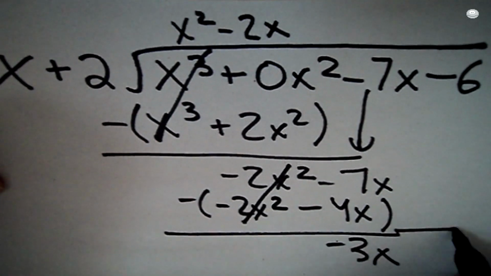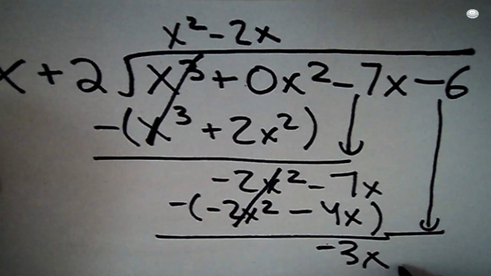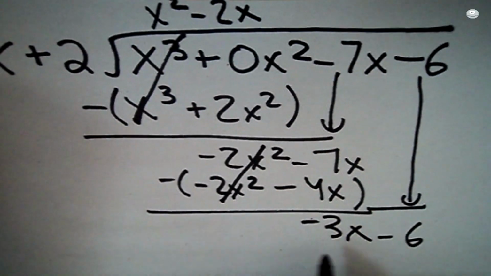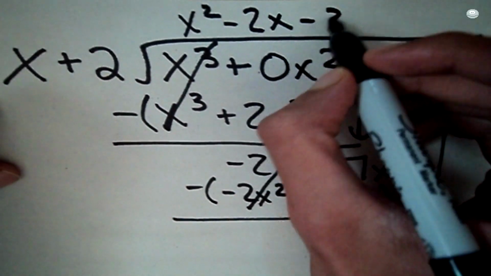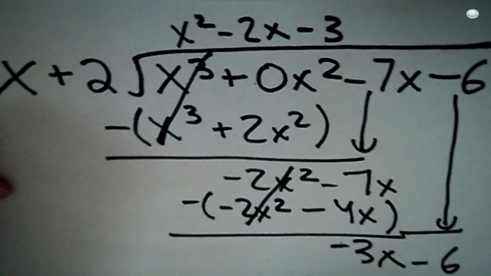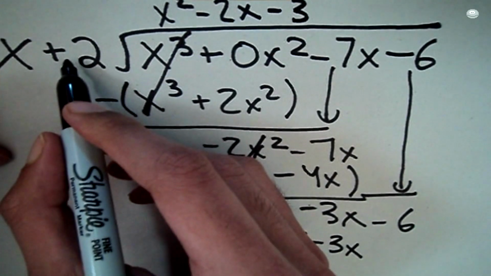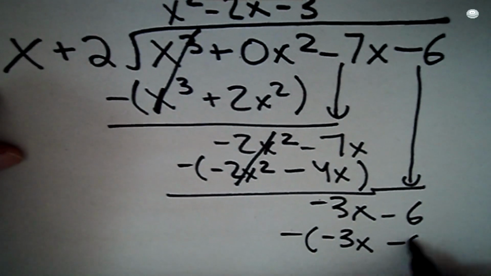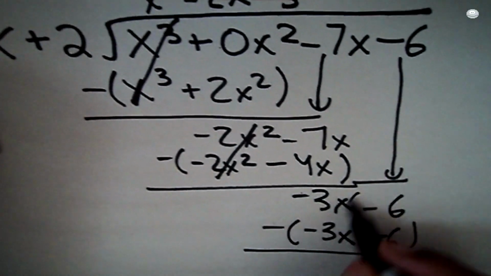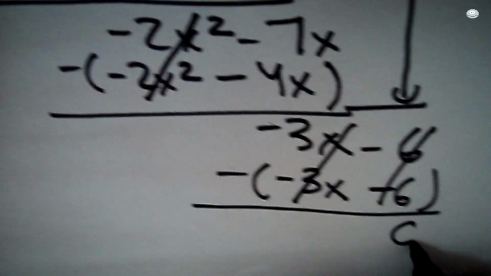So now we must bring down the negative 6, and x goes into negative 3x negative 3 times. Negative 3 times x gives you negative 3x. Negative 3 times positive 2 will give you negative 6. So now this cancels out, and this cancels out, and you get a 0 remainder.